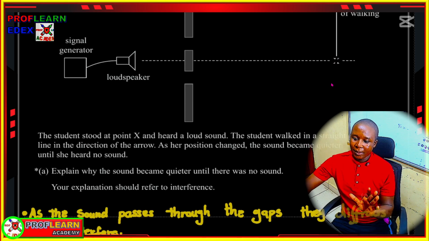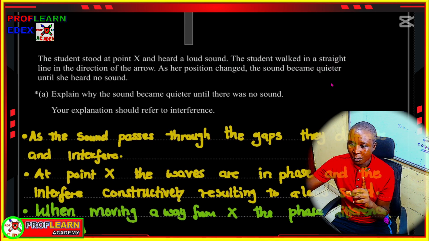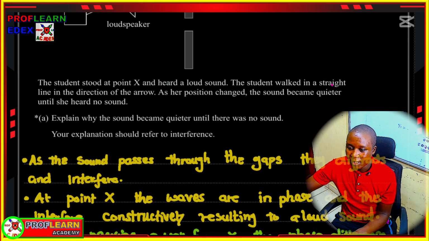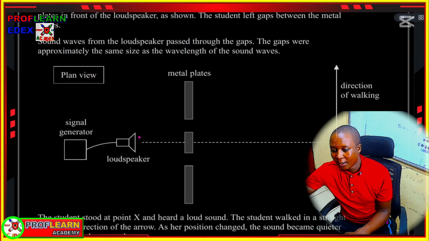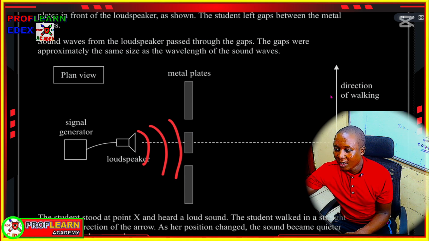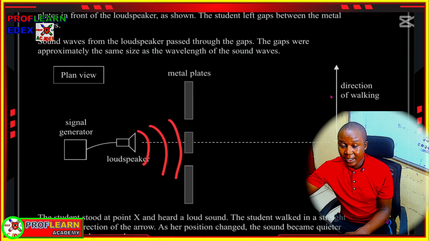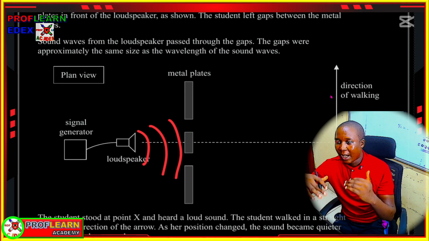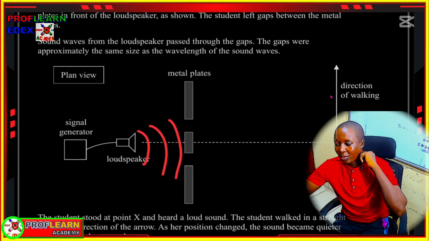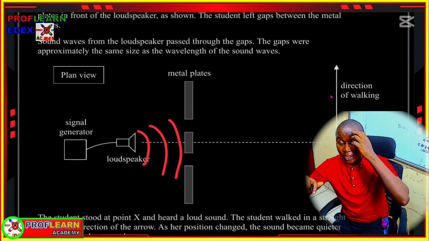We are supposed to explain, and it's the third question, why sound becomes quiet until there is no sound. A student stood at point X. Sound is being produced here. A student stood at point X and started moving in that particular direction. Then this student is going to hear alternating sound: loud sound, quiet sound, loud sound, quiet sound.